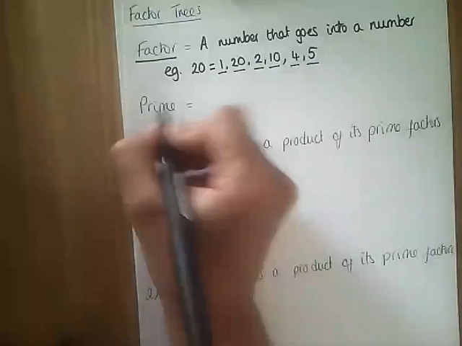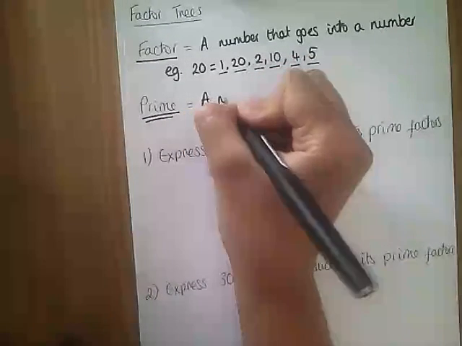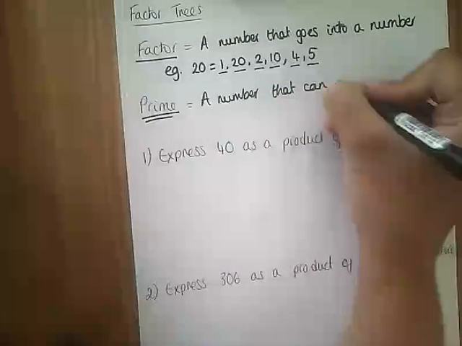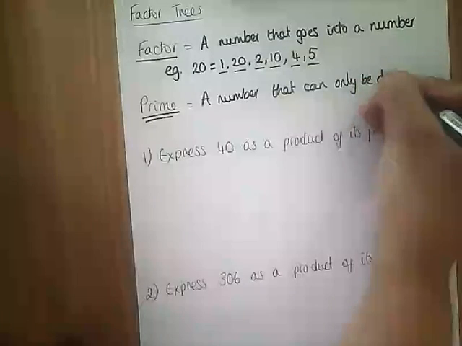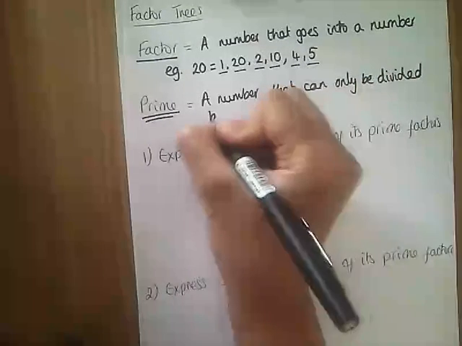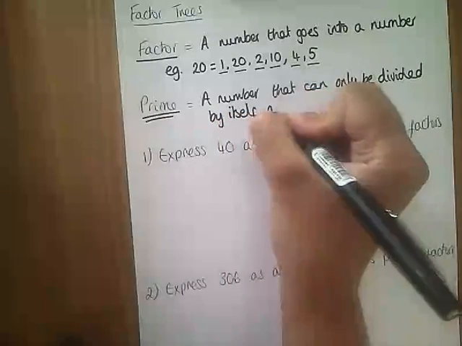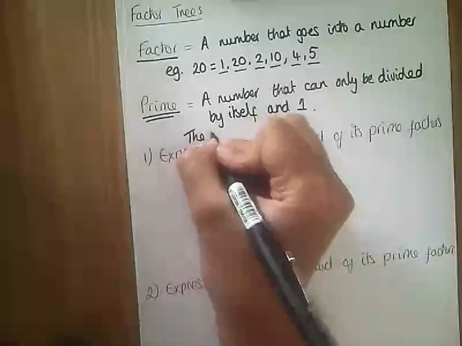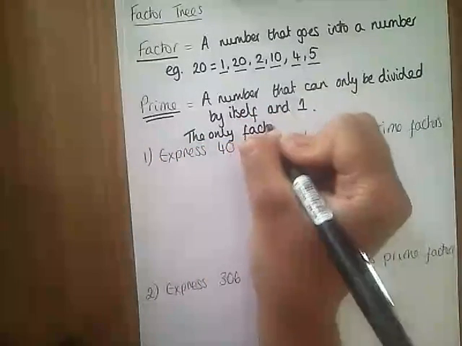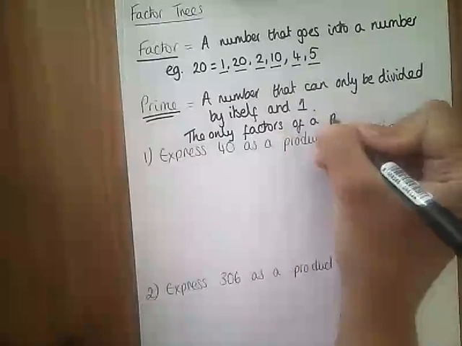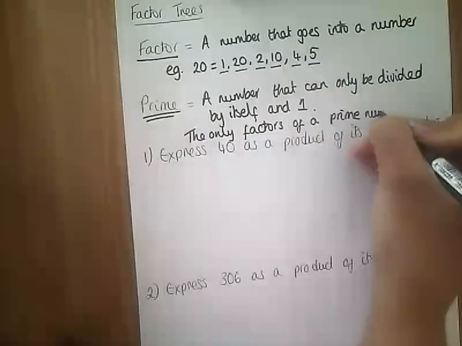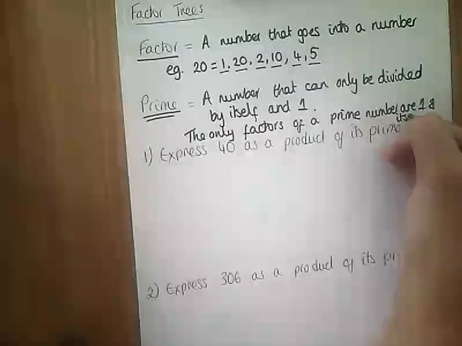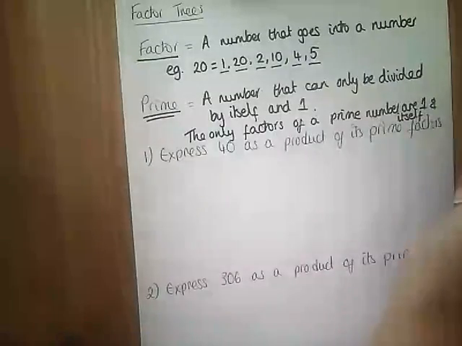A prime number is a number that can only be divided by itself and 1. That is, 1 and itself are its only factors. So the only factors of a prime number are 1 and itself. That's what a prime number is, and that is what a factor is.